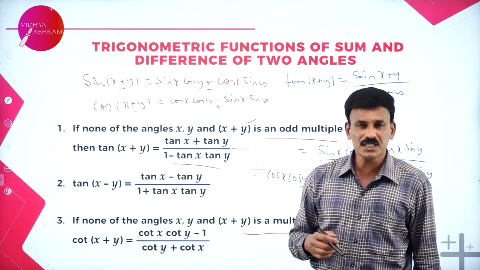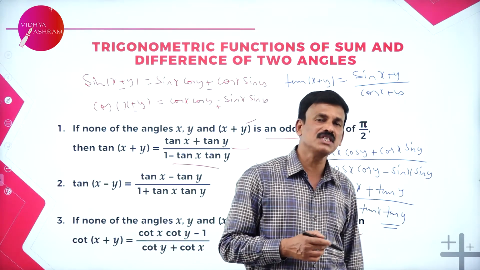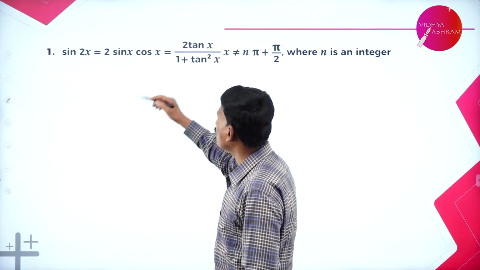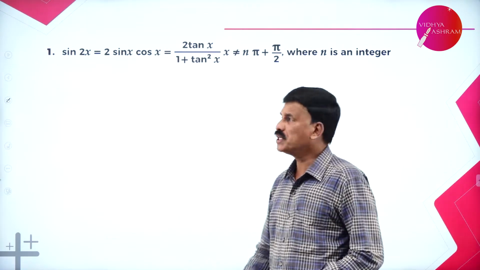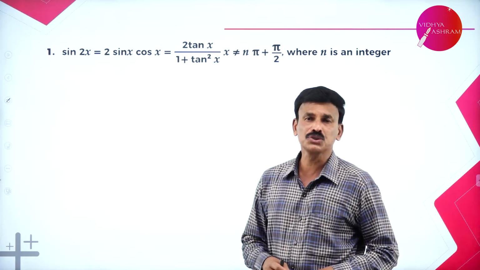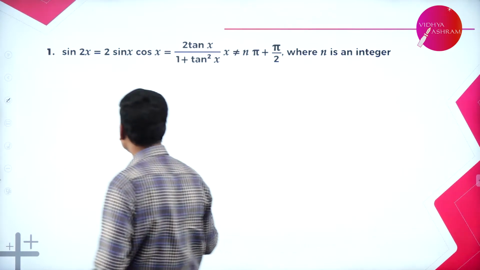That is sin 2x, cos 2x, tan 2x, and similarly multiple angles of 3x: sin 3x, cos 3x, and tan 3x. Let us come to the first one, to prove that sin 2x is equal to 2 sin x cos x, or that is also equal to 2 tan x divided by 1 plus tan square x. Now let us take this.